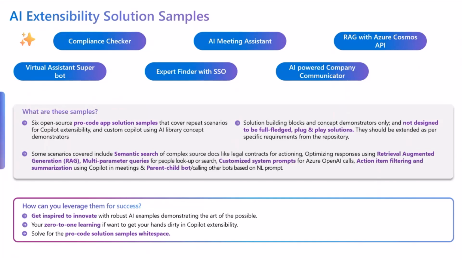Like I said, we have 6 of these developed. The first one is the compliance checker. This is the sample for the day. Apart from this, we have an AI meeting assistant bot. And what this does is it does what the regular out-of-the-box Copilot does. It creates meeting notes, creates action items, but then it spits it out for you to actually go and input into another line of business solution of your choice.